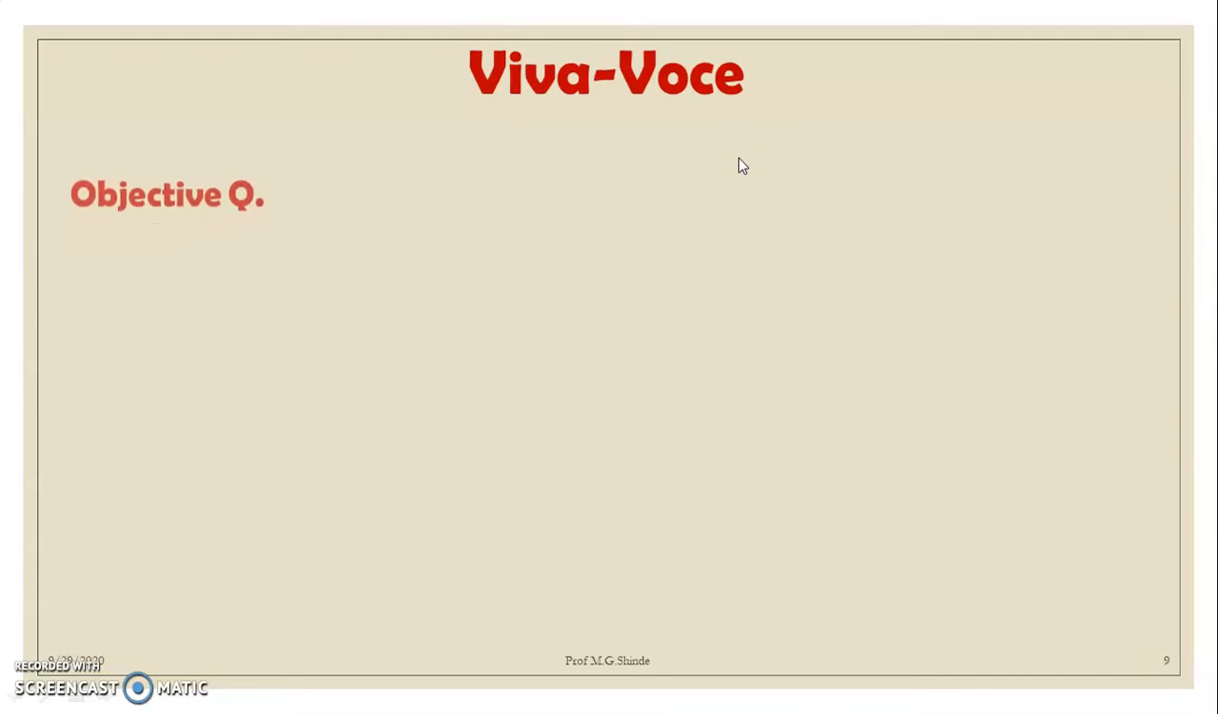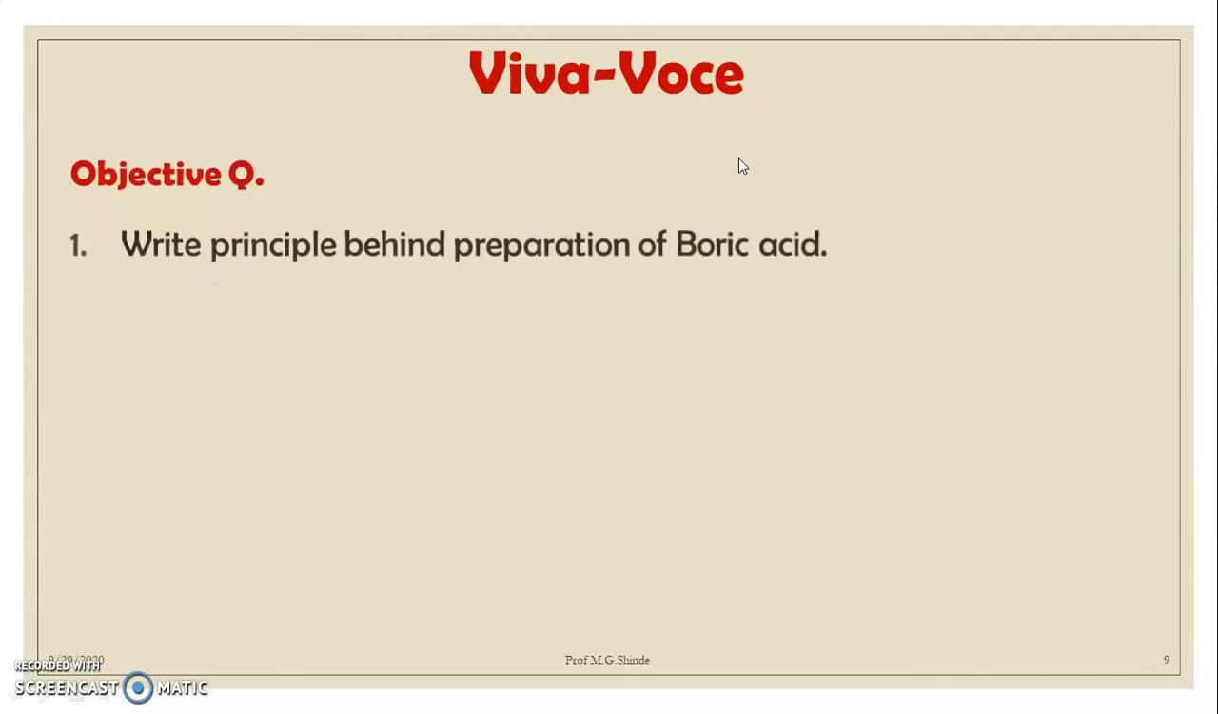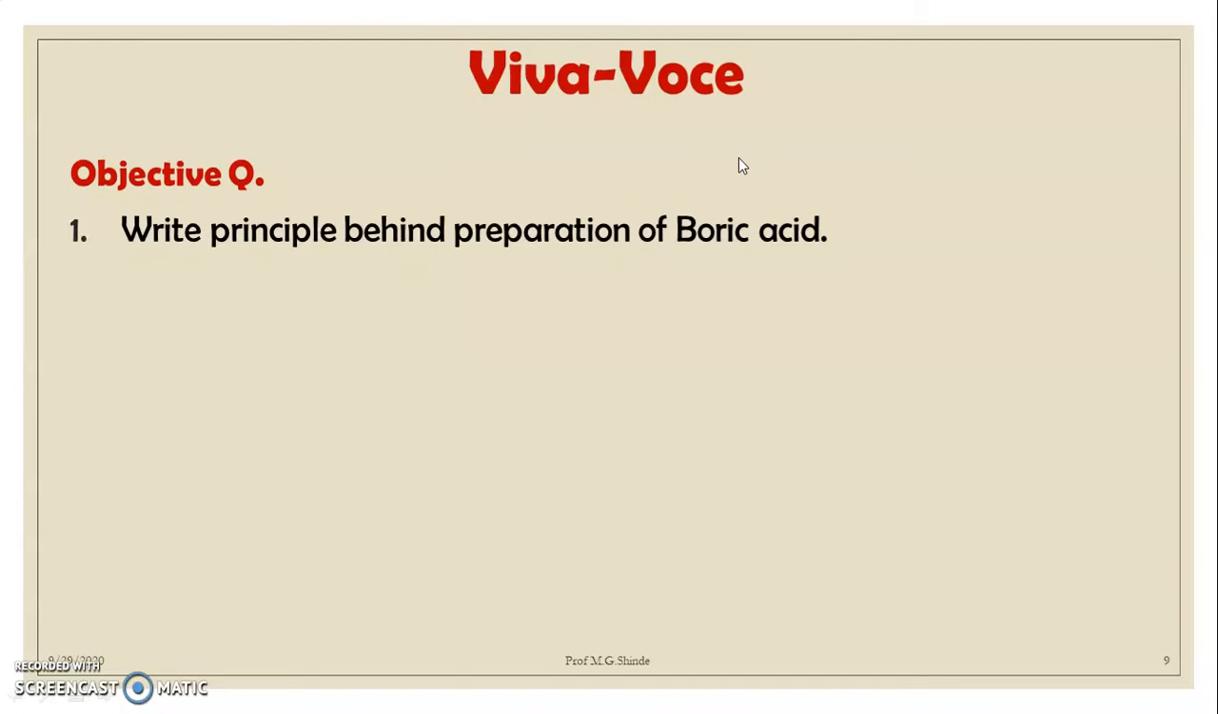The first question is, write the principle behind the preparation of boric acid. Mainly the principle involves the reaction between H2SO4 and borax. We have to make two boiled solutions, of borax and sulfuric acid, and add the sulfuric acid solution to the borax, and the boric acid precipitates out. We have to collect the product. After cooling, we get the crystalline product at the bottom. We have to filter it and wash it to make it free from sulfate impurities.